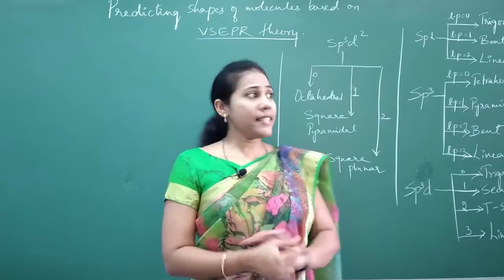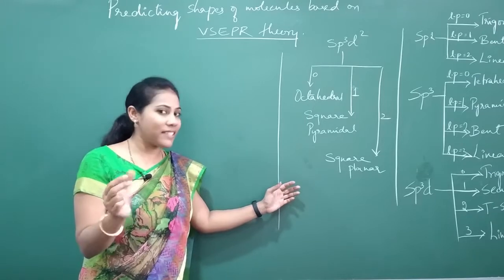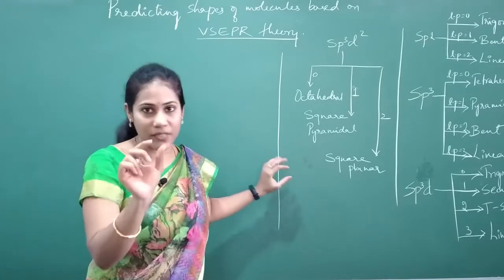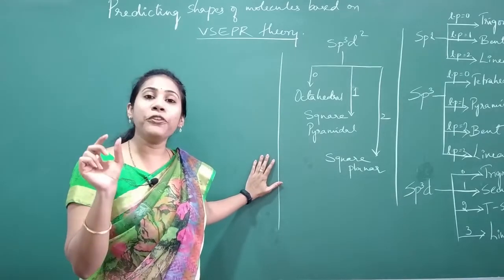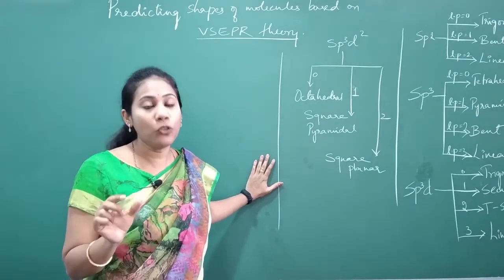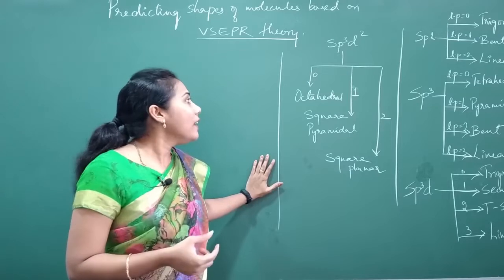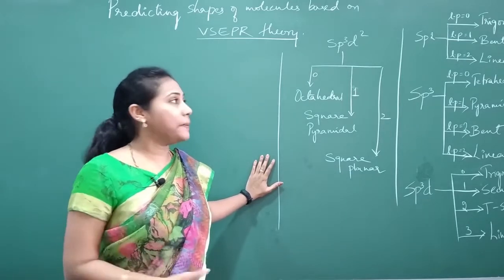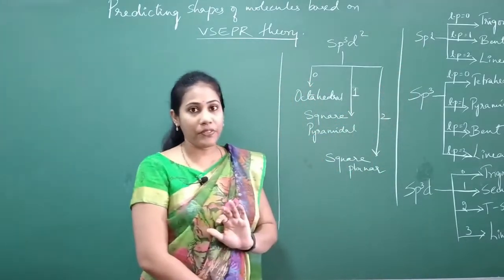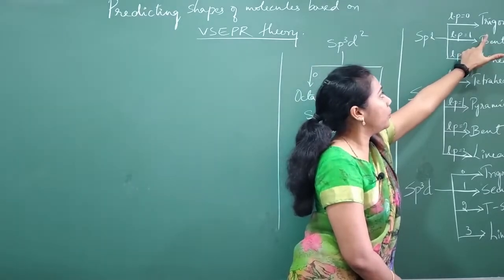Before trying to find the shape of a molecule, you should have certain basics. The first one is how to find hybridization. That's very important. If you have any doubt on finding hybridization, you can go to my video, trick on hybridization, so you will get entire information. After that, once you know the hybridization, if it is sp2 hybridization and the molecule has 0 lone pairs, then the shape is trigonal planar.